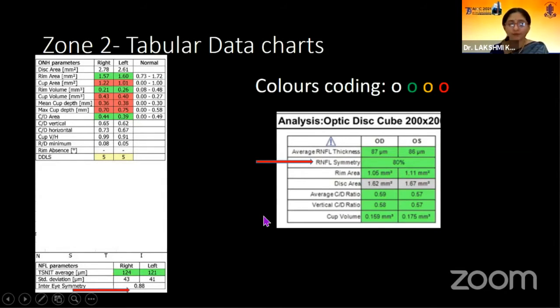The second thing that we have to know is the symmetry. If the symmetry is more than 80% or 0.8, that means it's good symmetry. The chance of it being glaucomatous is less.